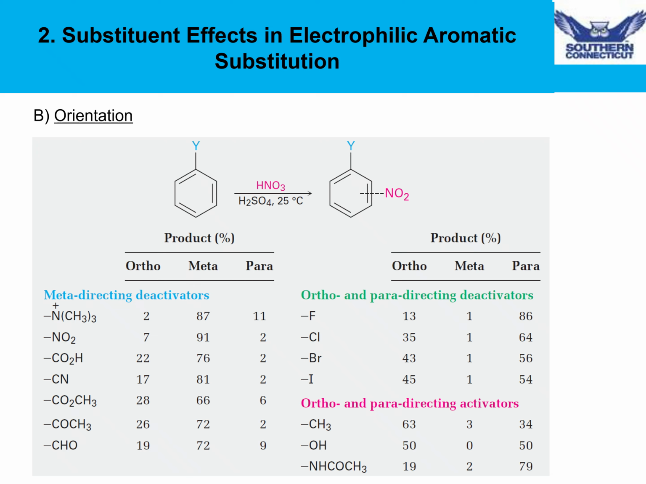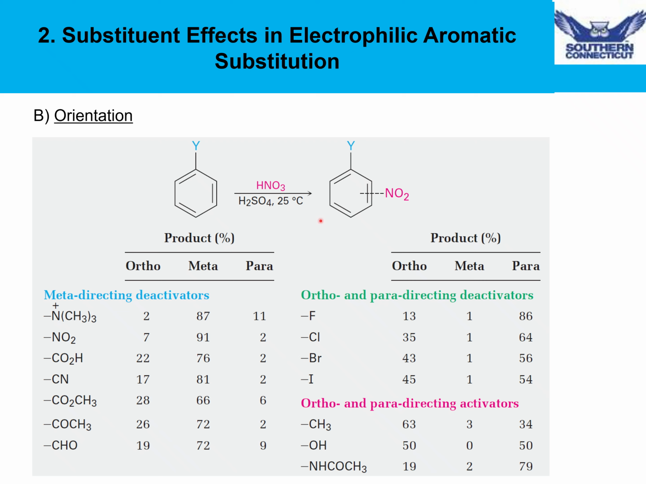As a rule of thumb, activating groups are generally going to give you mostly ortho and para substitution, while deactivating groups will give you primarily meta substitution. The one exception to that rule is halogens, which are considered weak deactivators. They will also give you ortho and para substitution.